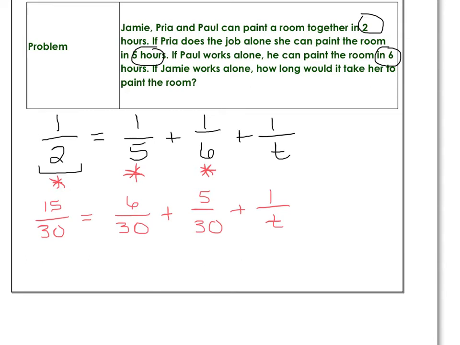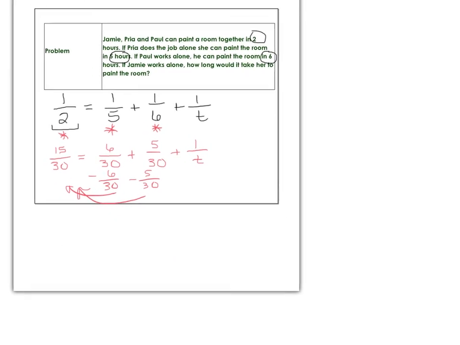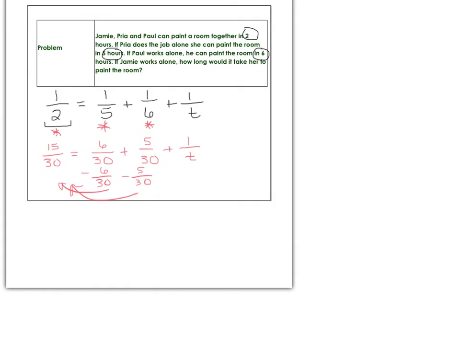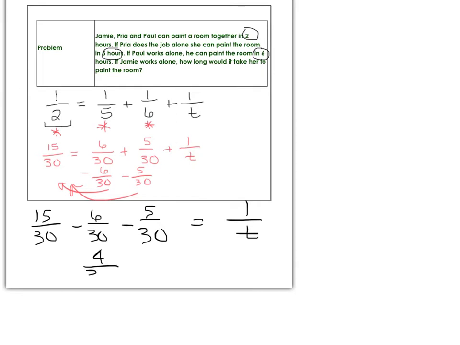Next, I'm going to subtract the 6 over 30 and the 5 over 30 onto the other side of my equation here. Zoom out. So now we have 15/30 minus 6 over 30 minus 5 over 30 equals 1 over t. So 15 minus 6 is 9. 9 minus 5 is 4. So 4 over 30 is equal to 1 over t.